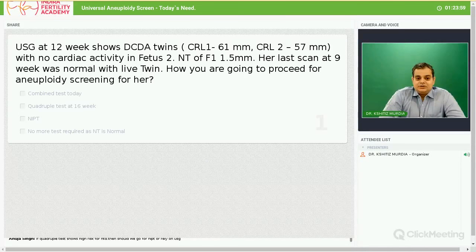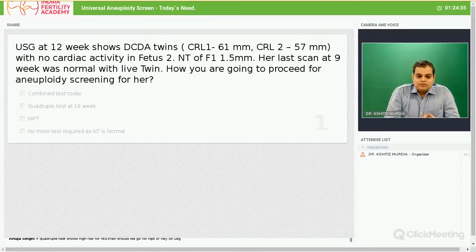Next is USG at 12 weeks showing a DCDA twin with the CRL of one baby 16 mm, and another 57 mm. The one with the 16 mm has got demise. There is no cardiac activity in that one. And during the lecture we have discussed that if the baby is still there, with the fetal pole seen in the 12-week scan, we should not go ahead with the combined test. The only option left is to rely only on the USG marker rather than doing any kind of screening test.